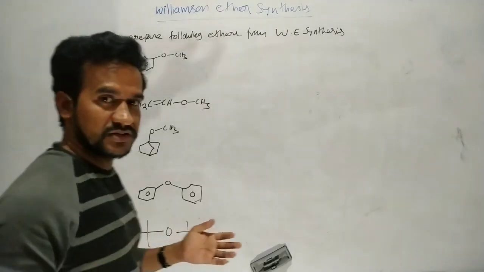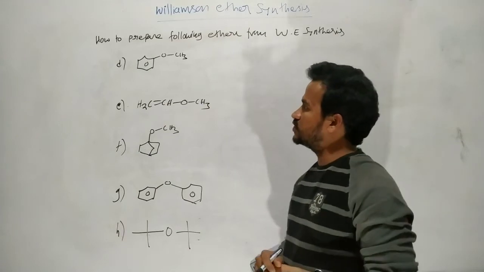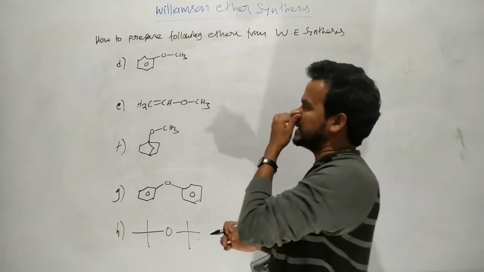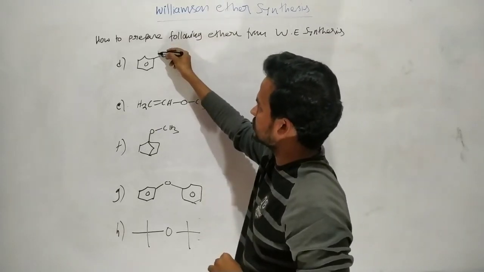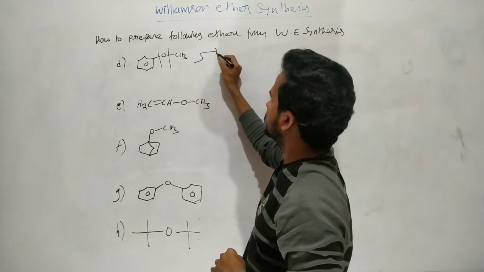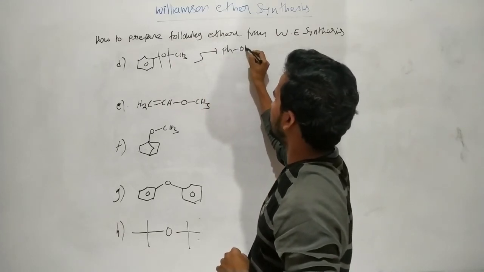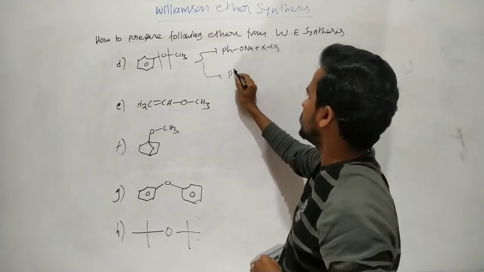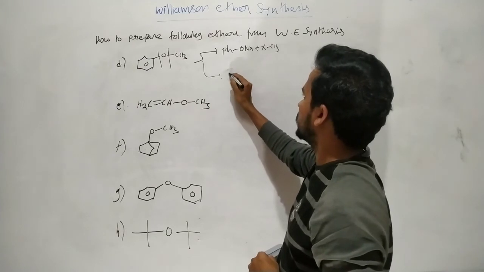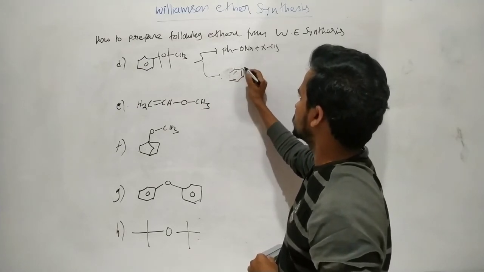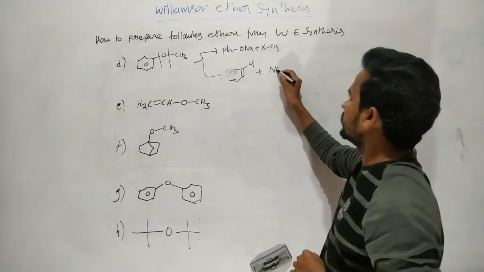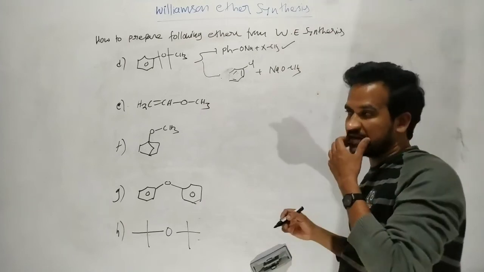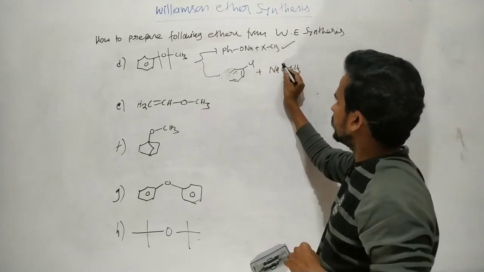So let us discuss some more examples here. How to prepare these ethers by using the Williamson ether synthesis. In this case, there are two chances: either cut this bond or cut this one. Chance one is PhONa and CH3 halogen. And the other one, Ph halide, means here we can take chlorobenzene and NaOCH3.